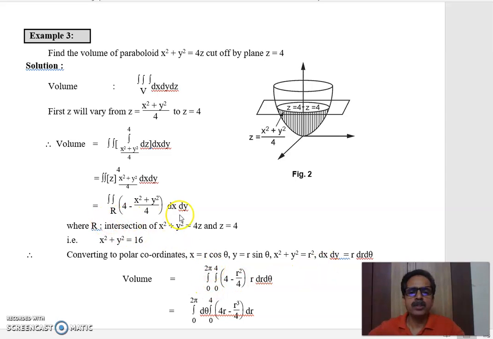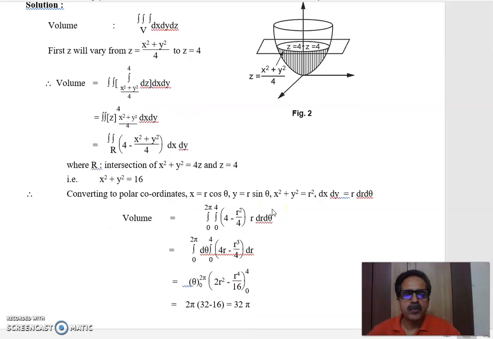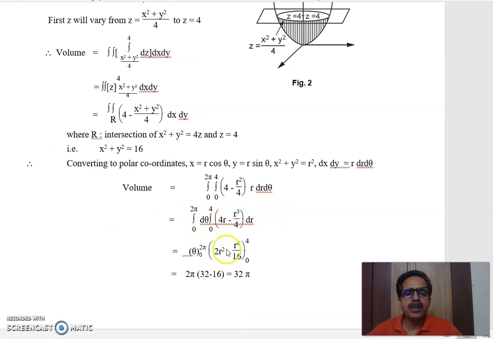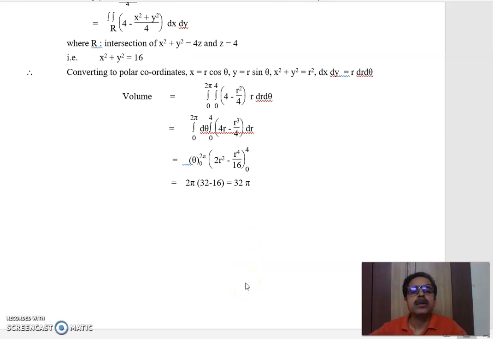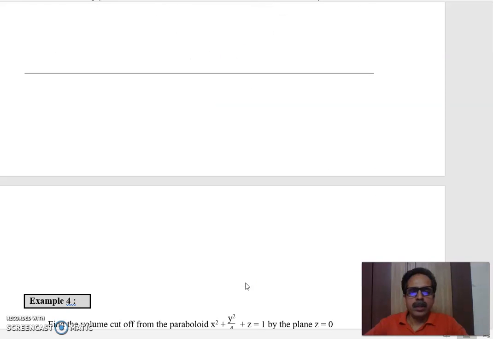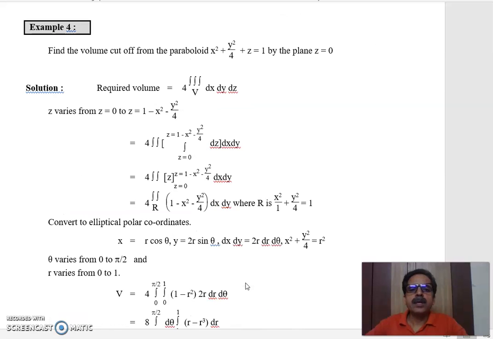So this is the Cartesian double integral. We are transforming that to a polar double integral. You have to understand here R is the projection of the solid V on the xy plane, and after evaluating this we can get the answer, that is the volume. It is 32 pi. Let's go to the next example.